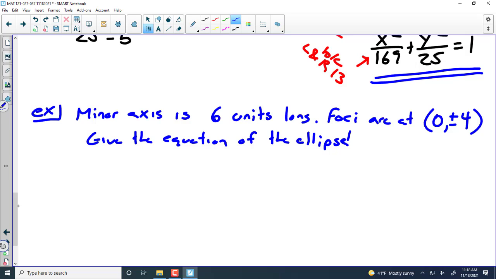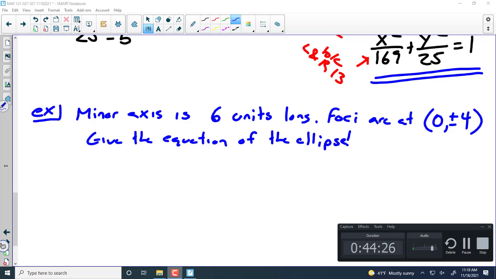Minor axis is 6 units long. The foci are at 0 plus and minus 4. And remember, don't just stare at this and wonder what to do. Start sketching a picture. Start focusing on finding A squared and B squared. I probably gave you one of them already. And writing down the equation. Once you have it, write it down. Don't shout it out.